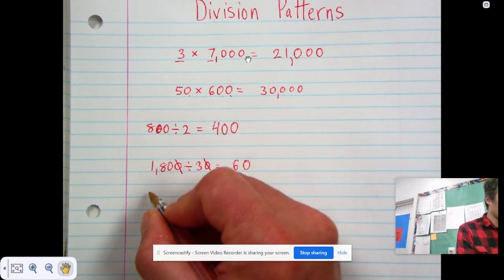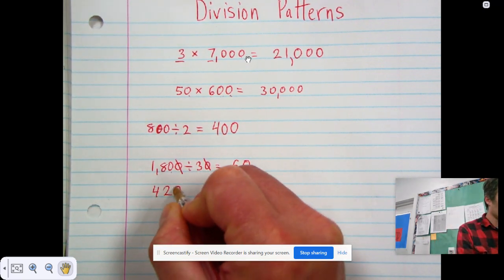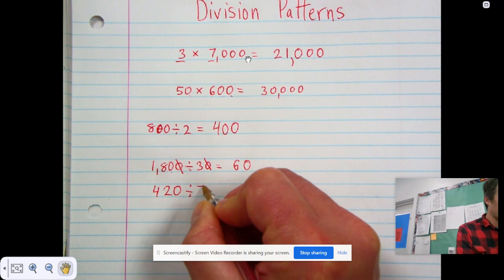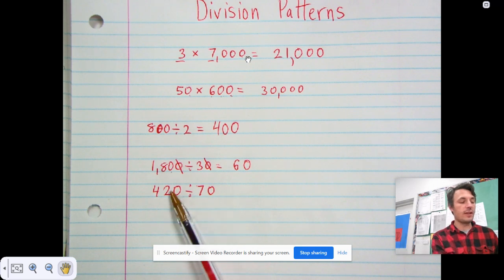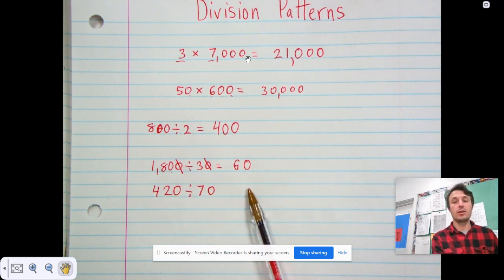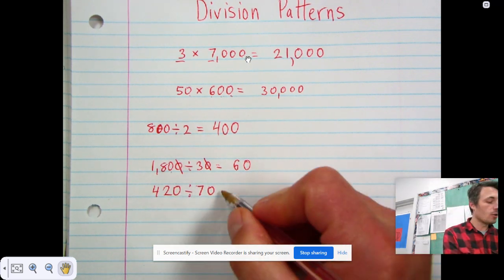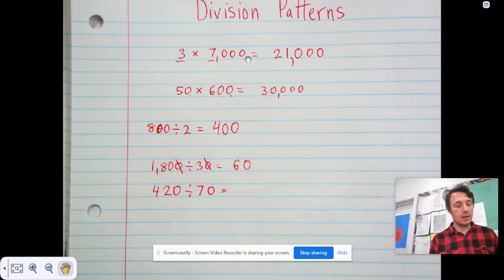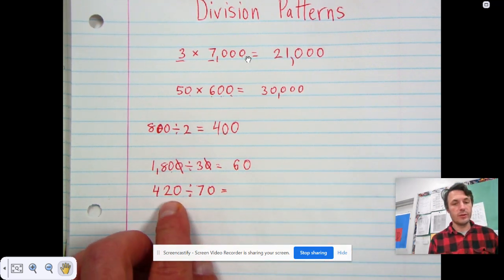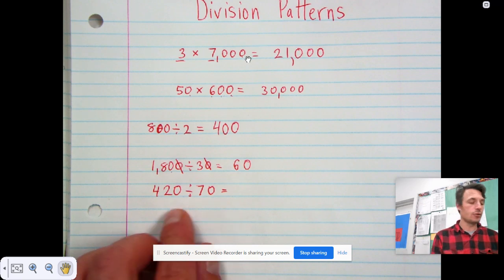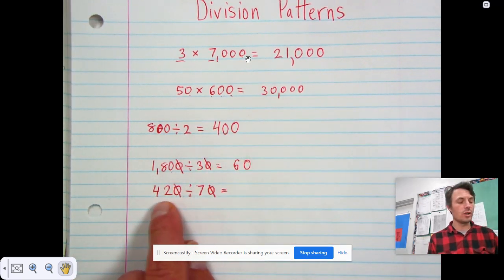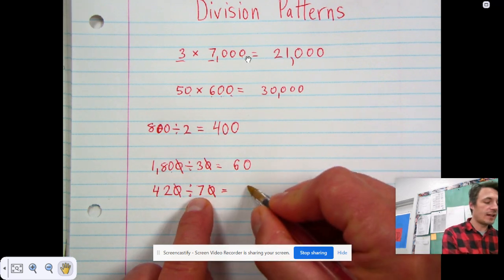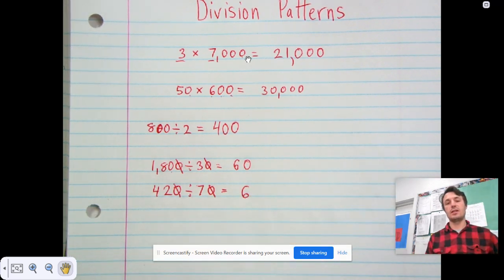Let's do another example. Let's say we have 420 divided by 70. Now, if this was multiplication, we'd multiply the 42 times the 7, then we'd add these 2 zeros into the product. But that's not how it is in division. In division, if there are zeros in both the dividend and the divisor, they cancel each other out. And now it's just 42 divided by 7, and that's 6, because 7 times 6 equals 42.